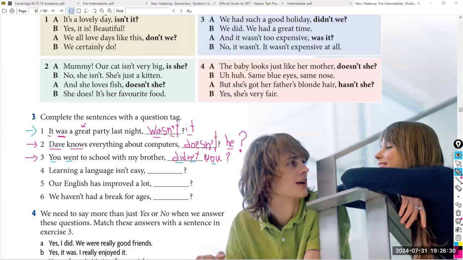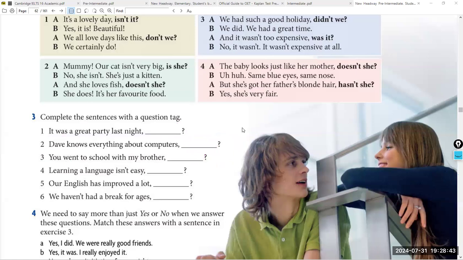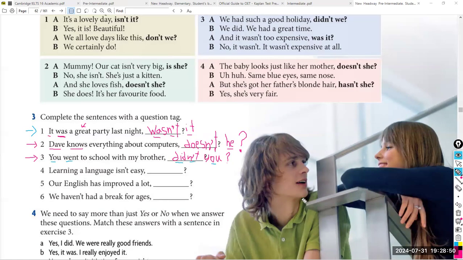Thank you. Now I have to ask Jamila, can you hear me? Ah, Jamila isn't here. Ryan, can you hear me? Yes, Mr. Now, what is the question tag of sentence number 4? Learning a language isn't easy. Is it? Thank you. Why did you say is it?